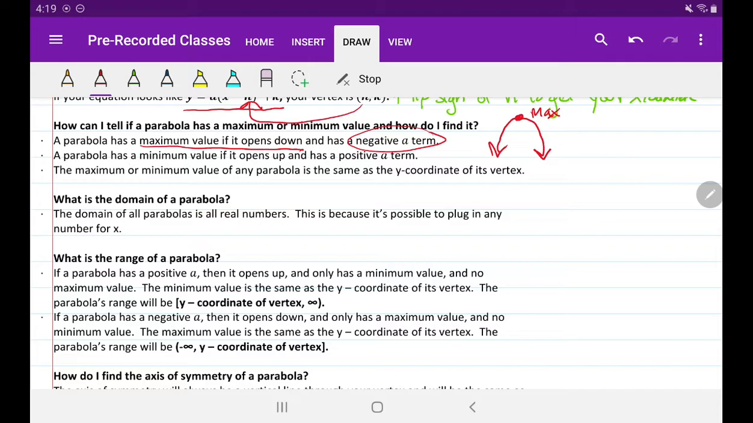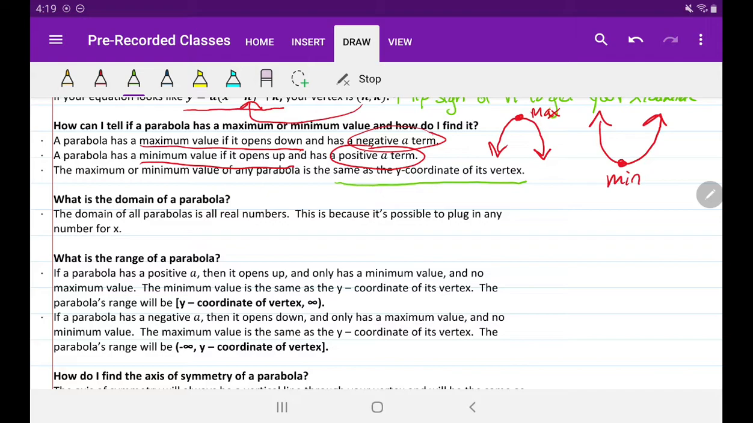And then if a parabola opens up, it'll have a minimum value, right? And that has a positive a term. So if it opens up, it looks like a right side up U, okay, and then it has a low point, and so in that case it has a minimum value. And the max or the min value is going to be the same as the y-coordinate of the vertex. So you don't have to do any extra work.